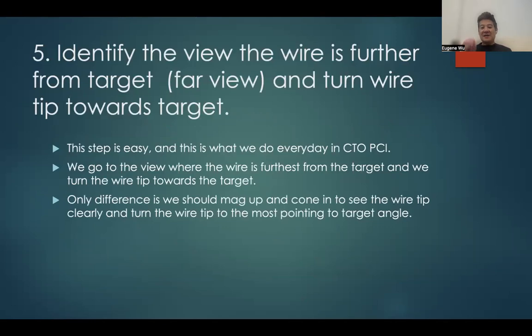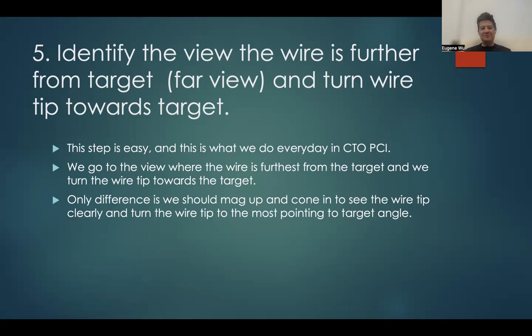Number 5, identify the view the wire is furthest from target, that's the far view, and turn the wire towards the target. This is an easy step. This is what we always do in CTO PCI. I think everybody who's done a CTO PCI has done this. We go to the view where the wire looks furthest away from the target, and we turn the wire tip towards the target. The only difference here is I want you to do it well. So you should mag up and cone in to see the wire tip clearly, and we should turn gradually so that we see when the wire tip is most pointing towards the target.